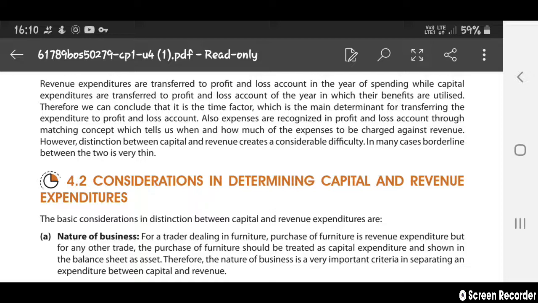Next, however, the distinction between capital and revenue creates considerable difficulty. In many cases, the borderline between the two is very thin.